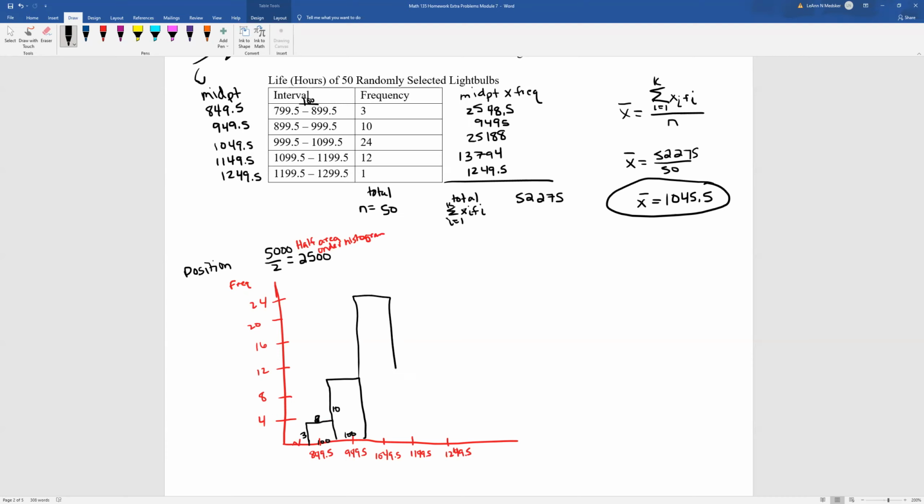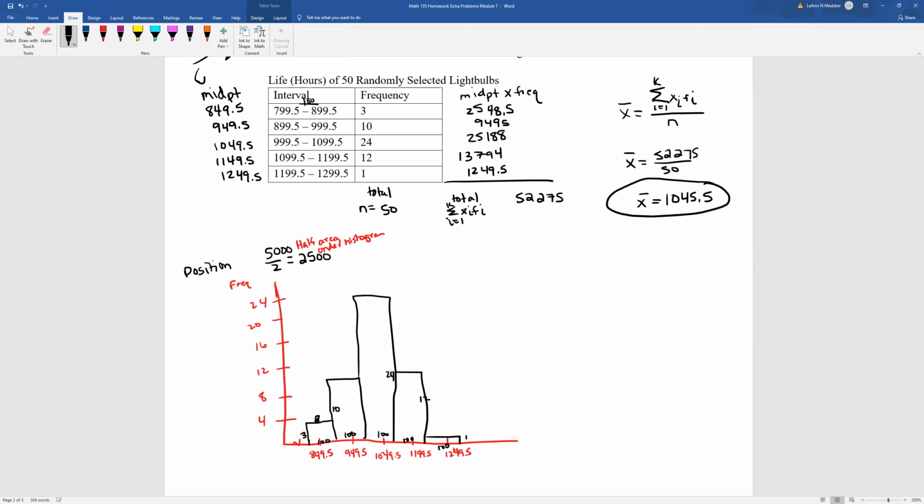and 24 for the next one. So this is 24 by 100 for the whole rectangle. And then this is 12 for the next one. So 12 by 100, and then 1, which is really small, 1 by 100.